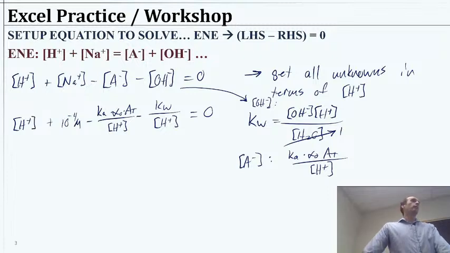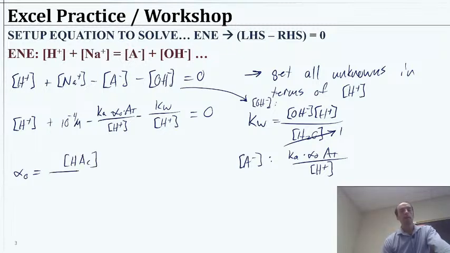Okay, so we're almost there. We just need to figure out what to do with this alpha 0, right? So let's remind ourselves, what exactly is alpha 0? This is technically the proportion of acid that is in the protonated form, the form that has lost 0 protons, right? So that should be HAC divided by the total, and I'm going to write this as simply HAC plus AC minus.